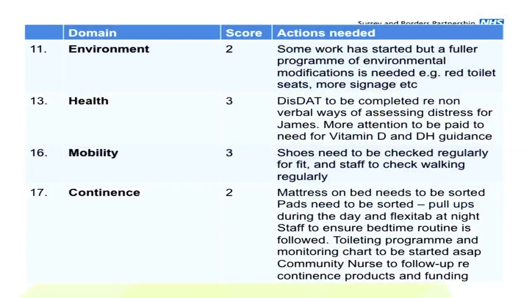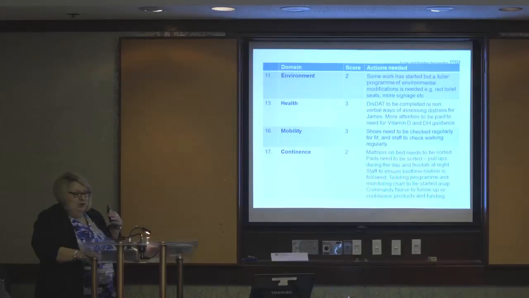We felt these health needs were on the whole being met, but that they weren't perhaps best at trying to work out if James was showing any signs of pain or distress. So we suggested using an instrument called the DisDAT. Don't know if you've heard of that. The Disability Distress Assessment Tool, I think it's that. But it looks at non-verbal ways that people show pain and distress, and it's quite useful to get staff to think about which ways they can observe people.